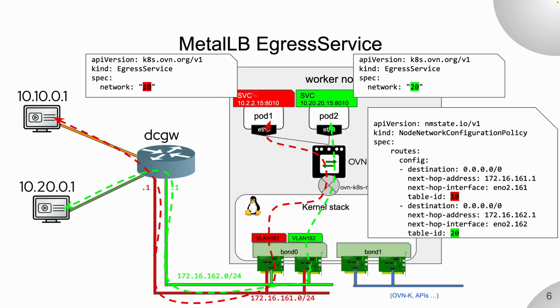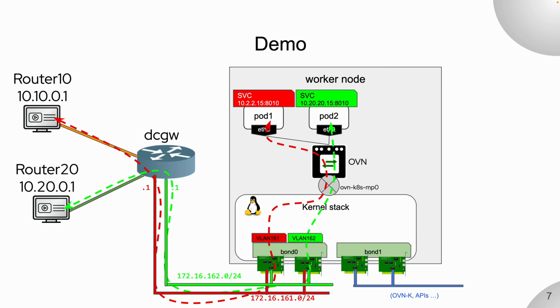This pod is going to hit this routing table because of this attribute in the EgressService, and the second pod is going to hit table 20 below, same on the network 162. Very easy, quite straightforward. Let's demonstrate first MetalLB L2 and then EgressService L2.